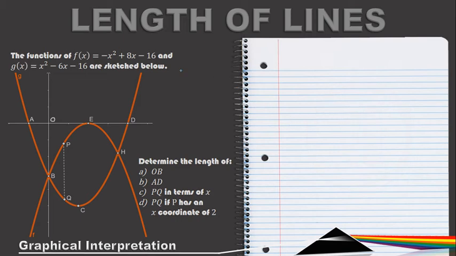Okay, the functions f(x) and g(x) are sketched below. Determine the lengths of OB. So we're starting with A. OB is this length, and this B value actually is the intercept of both of these graphs.